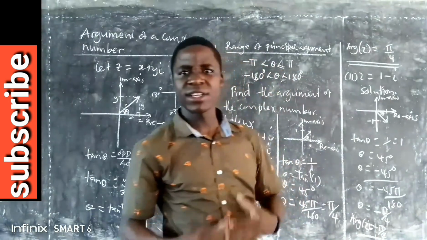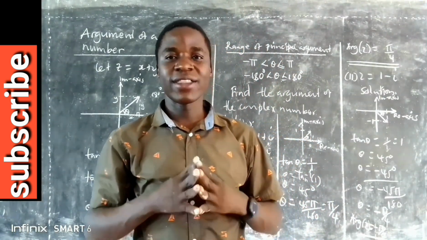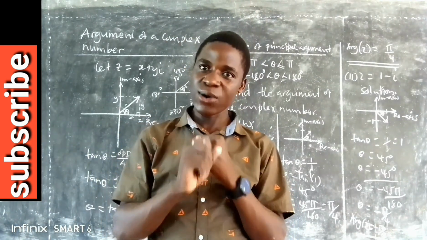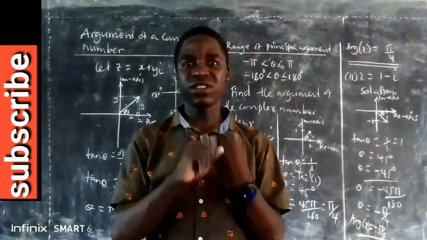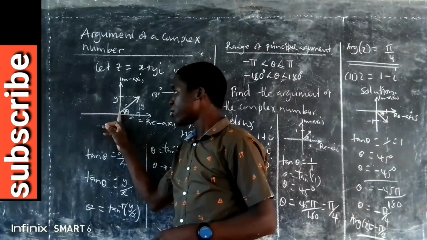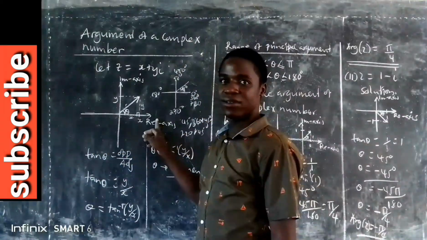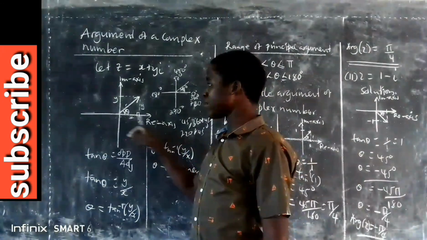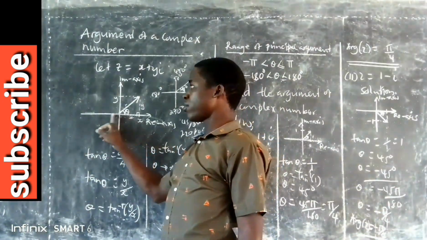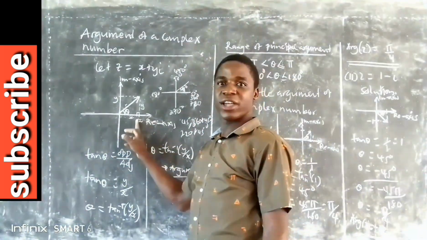So why am I writing like that? There is one thing that everyone is supposed to know, that whenever you are getting the argument, the principal argument is that angle that you measure from the positive real axis. What's the positive real axis? If you look at this diagram here, when you are moving this side, this is the side of the negative, and this is the side of the positive. So this is the real axis. From this side, this is what we call the positive real axis. Then this is what we call the negative real axis. So we are talking about the positive real axis. That's where you measure the angle.